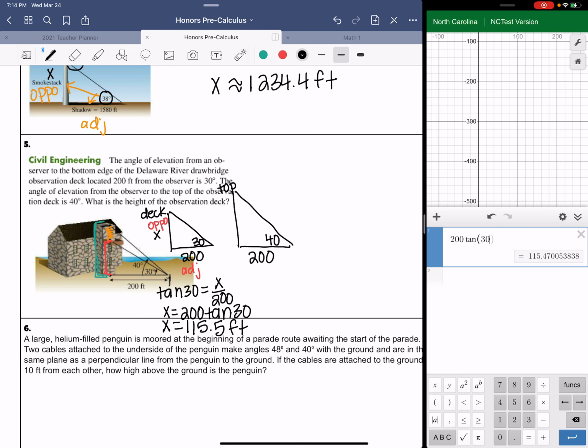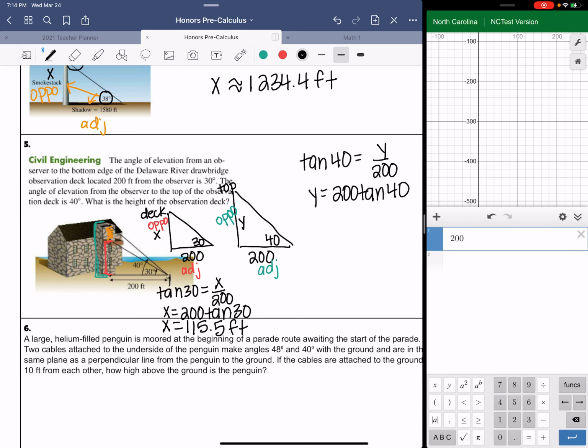All right, so now we're going to do the same thing, but to the top of the actual deck. So again, from 40 degrees, we have an opposite. I'm going to call this one y this time, just so we know that there's a difference. And we have an adjacent. So I have the tangent of 40 is going to be y over 200. Cross multiply, and we get 200 tangent of 40, and y equals 167.82.